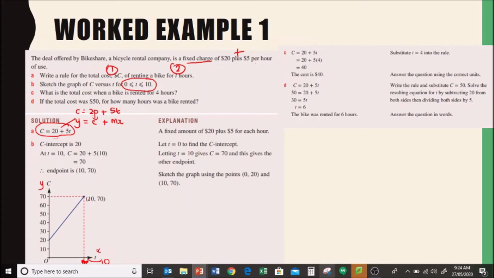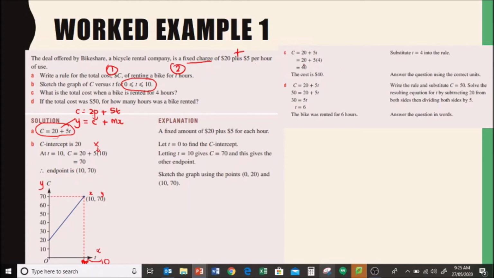To do that, you substitute the t value or the x value, 10, into the rule. So when hours is 10, we substitute the 10 in. Now the sign that goes here is the multiplication sign. So 20 plus 5 times 10 is 70. So the new coordinate has the same x coordinate, which is 10, and y coordinate 70. So we put the point there, 10, 70.